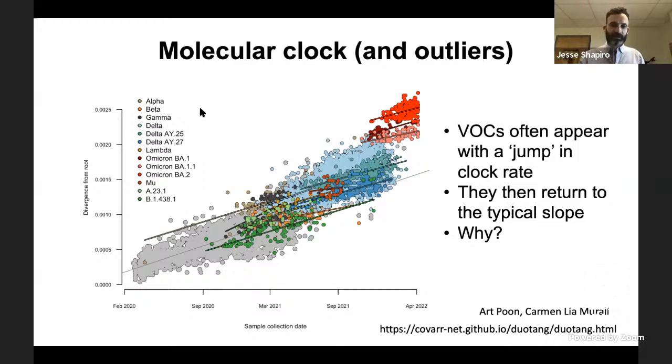However, you'll notice, and you can really see it in bright red in Omicron here, that there's sort of a jump, right? So there's a jump in the divergence, and then it goes back to the typical slope. So I'm just going to pose this as a question you can keep in mind about why that might be happening, particularly in these variants of concern, these sort of jumps that we see in the evolutionary rate. I'll come back to that a little bit.